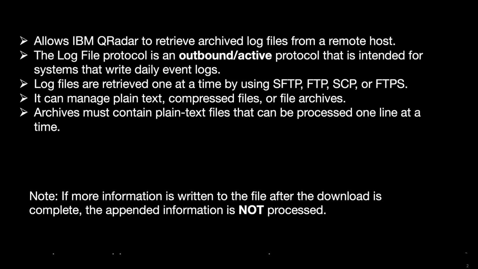Log files are retrieved one at a time using SFTP, FTP, SCP, or FTPS. The Logfile protocol can manage plain text files or file archives. The archive must contain plain text files that can be processed one line at a time. When the Logfile protocol downloads an event file, the information retrieved in the file will get updated in the log activity tab. Please note, if additional information is written to the files after the download is complete, the appended file information will not be processed.